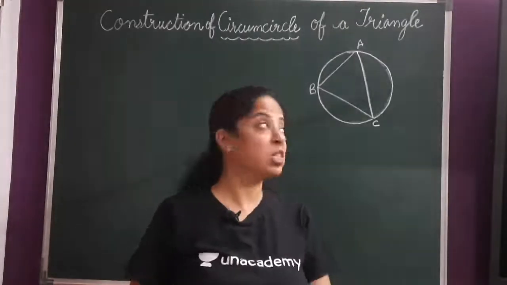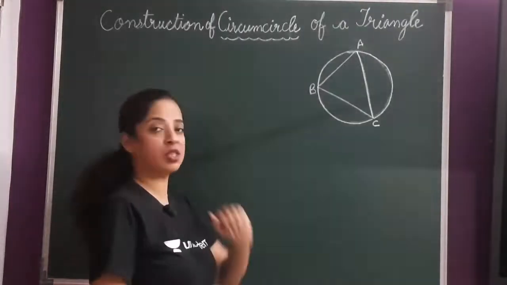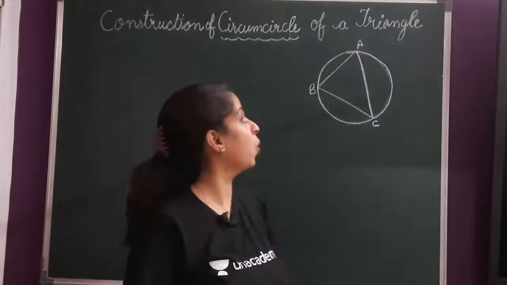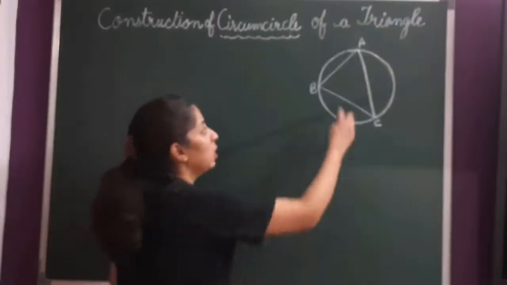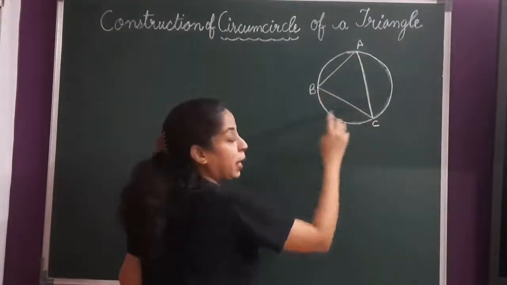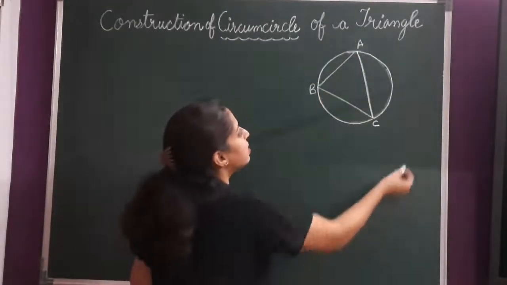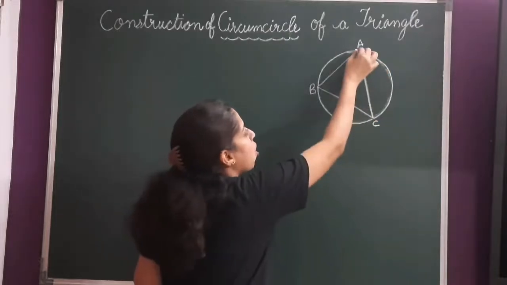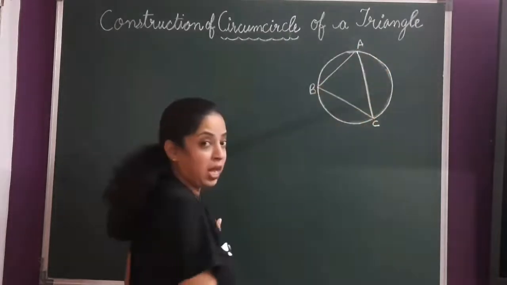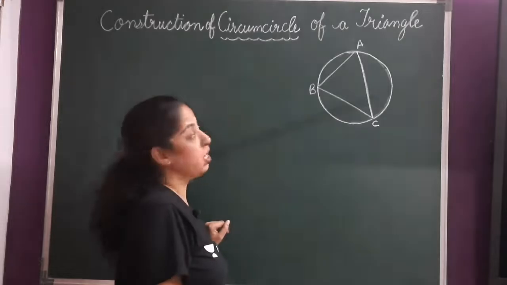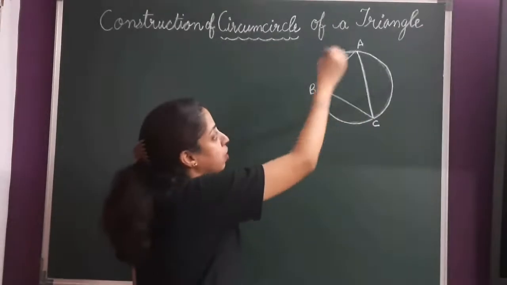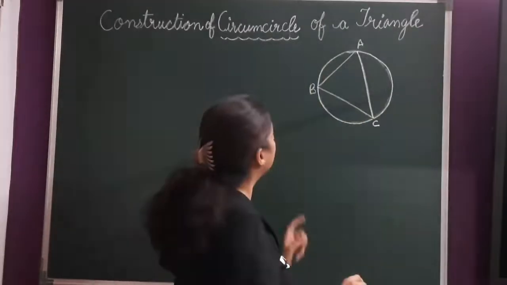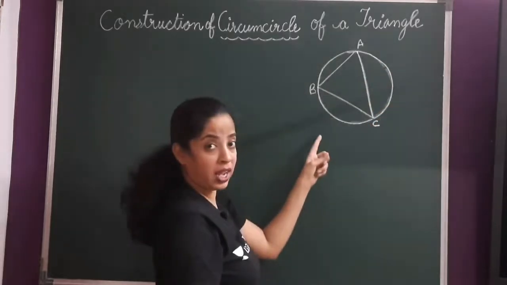So students, now let's begin the construction of circumcircle of a triangle. Before the actual construction, let me first tell you what is circumcircle of a triangle. Suppose this is a triangle ABC and there is a circle which touches all the three vertices of a triangle. That type of a circle is known as a circumcircle of a triangle. So what is circumcircle of a triangle?